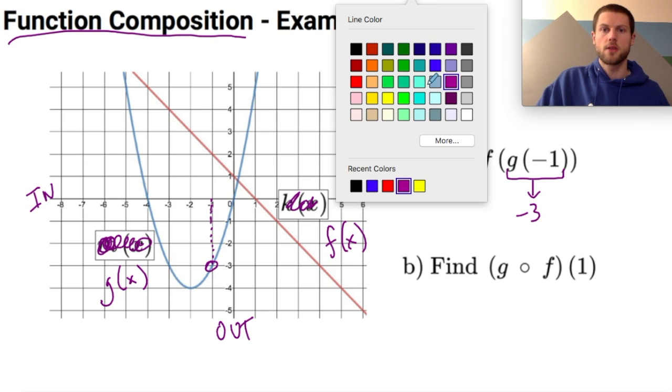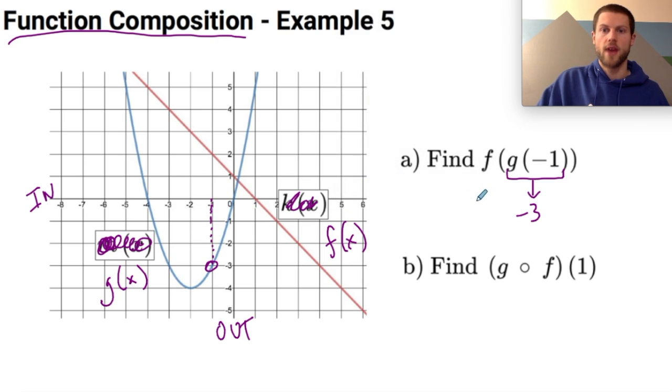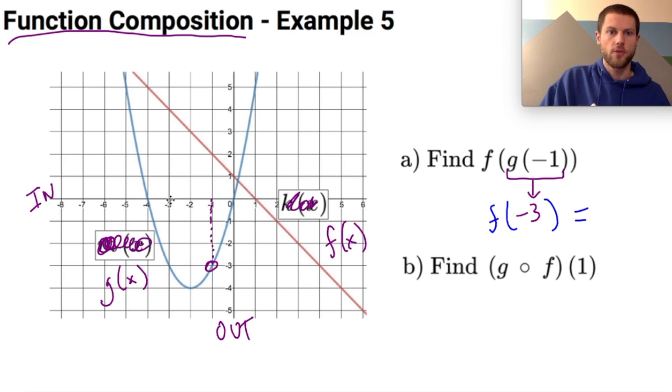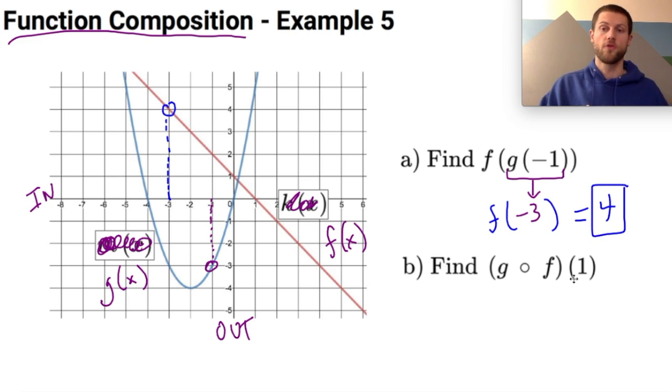So what that means is that I'm going to look for whatever f of negative 3 is. So now I go to my function f, and I go to when the input is negative 3, the output is positive 4. So f of g of negative 1 is equal to 4. So I have to retrace my steps a couple times, but it's as simple as that, looking for your inputs and your outputs.